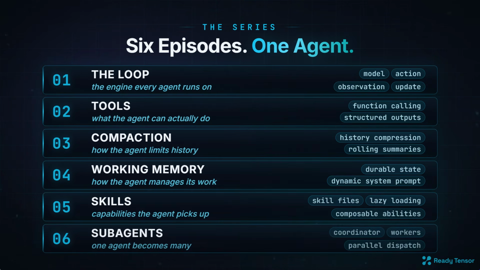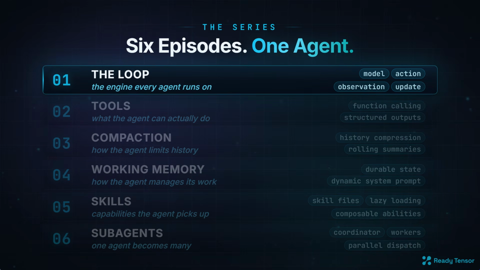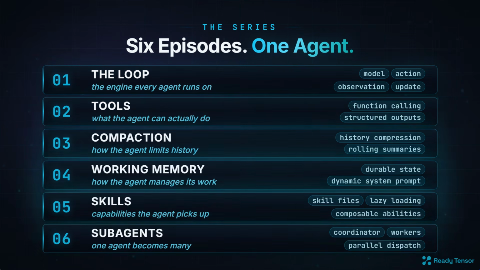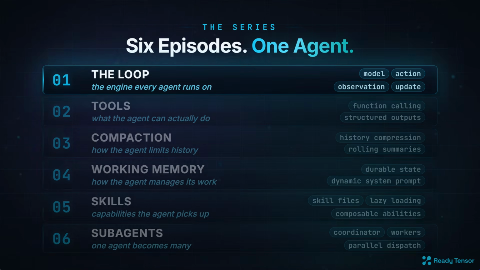Quick orientation. This is a 6-part series, and we build one agent across all of it, adding a single idea per episode. Today is the smallest version that still does real work. A loop and one tool. Everything that comes later, tools, compaction, memory, skills, multiple agents, is machinery we wrap around this loop. And so in this video, we're going to get the loop right.